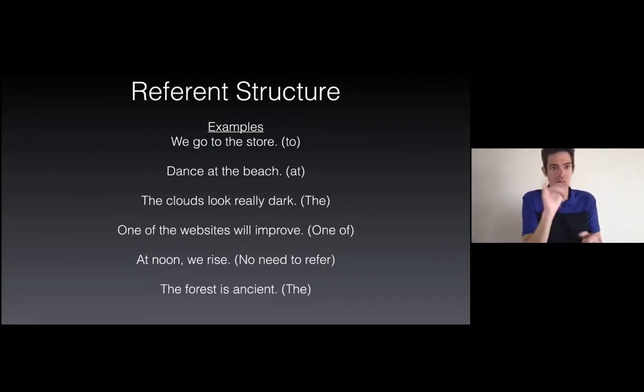Next, we have the clouds, pointing to the clouds, dark, and then showing really dark with the mouth morpheme. So you're pointing, but you're pointing among the clouds. So it's not just pointing at one cloud. You can point at one. You can say one of the. So you have your hand, and then you're pointing at one of the five. One of those websites will improve.